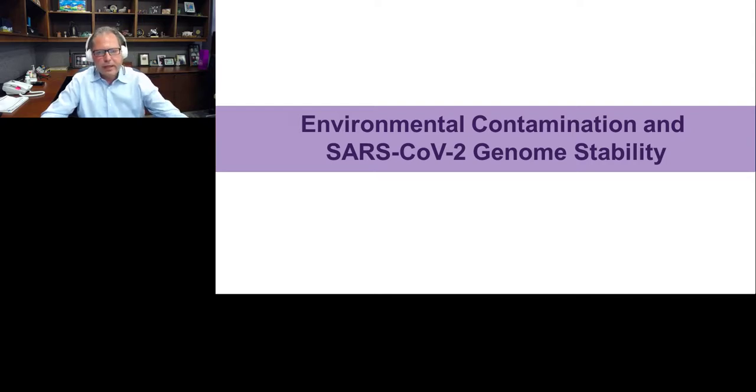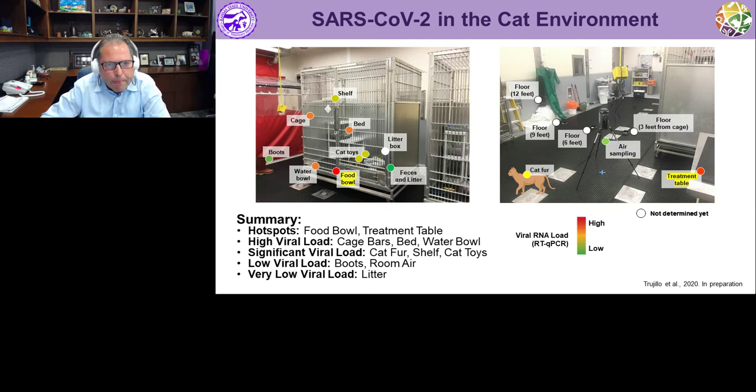Okay, this brings me to the last part of my presentation: environmental contamination and SARS-CoV-2 genome stability. So we looked, because this is an important question for public and veterinary health, at what the hotspots are in an area where SARS-CoV-2 infected cats are housed. So we took swabs from various areas within the cage, on the cage bars, water bowls, food bowls, in the litter box, cat toys, our boots outside. We did air sampling, we did floor samples, treatment table, the cat fur, etc.